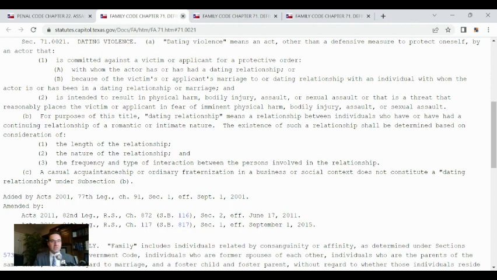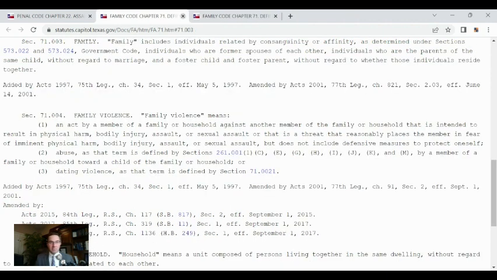Okay. The next provision is 71.003, family. It means people who are related by consanguinity or affinity, and that means by blood or marriage. And that is determined through a couple different family code sections. So it's not really, really distant cousins, not anybody. Your uncle's going to count, your mom, your dad, your grandpa, your kids, your grandkids, those are all going to count as family. And then by affinity means by marriage, anybody you're married to, that's going to count as a family member.